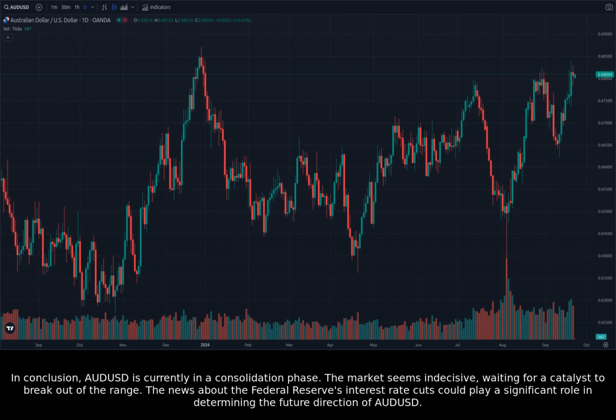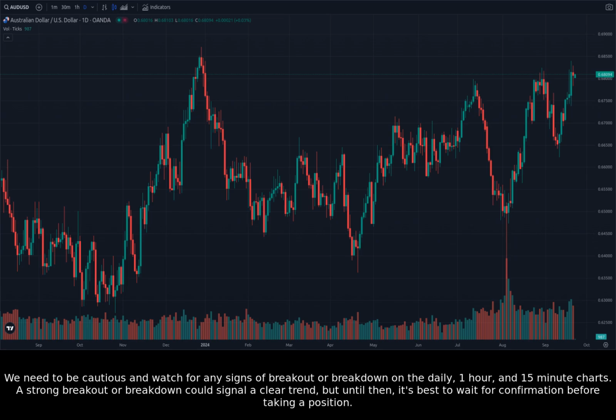The news about the Federal Reserve's interest rate cuts could play a significant role in determining the future direction of AUDUSD. We need to be cautious and watch for any signs of breakout or breakdown on the daily, 1-hour, and 15-minute charts. A strong breakout or breakdown could signal a clear trend, but until then, it's best to wait for confirmation before taking a position.